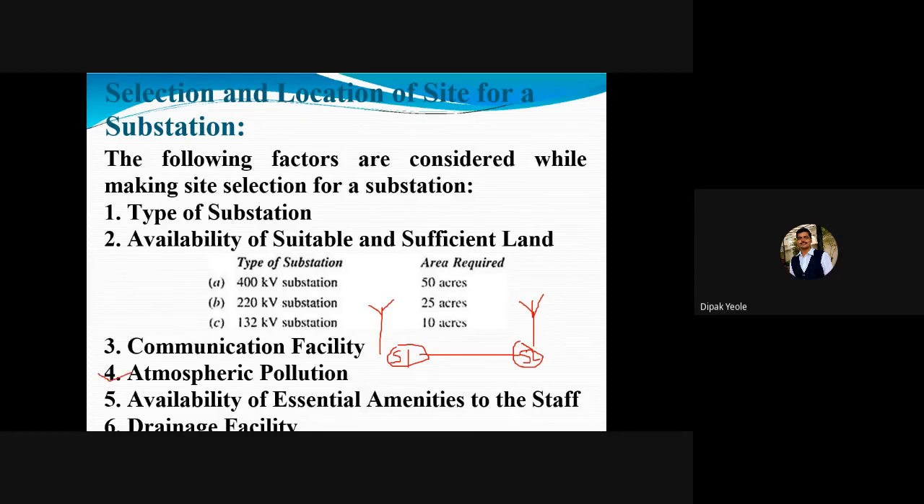Atmospheric condition, we have to check. Availability of essential amenities to the staff, we have to check, because of the people who are working here or taking care of that particular substation, that care we have to take. And the drainage facility, we have to check properly. Because, as I told you, whenever you pour water, that water sometimes makes dirt or mud. This cannot happen, or is not likely to happen, inside the substation.